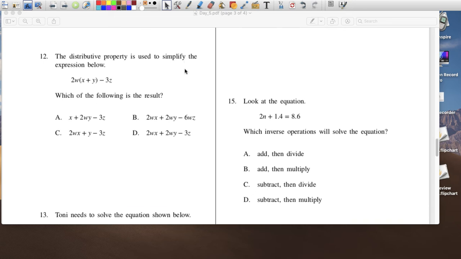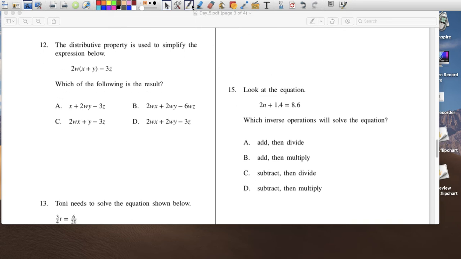The distributive property is used to simplify the expression below. Which one is the result? Well, let's do it. So it's 2 times Wx plus 2, and again, it's 2W times x, and then 2W times y, so you're going to get 2WY minus 3z. Can I combine any like terms? No, because they're all different.